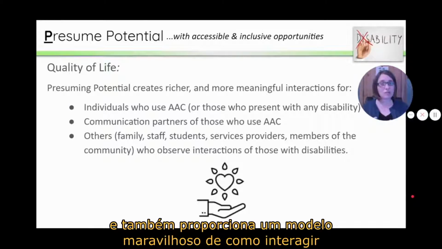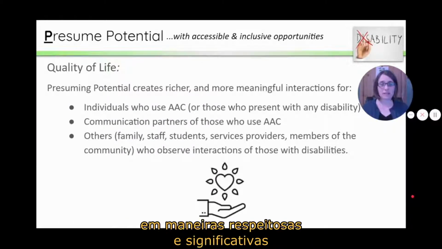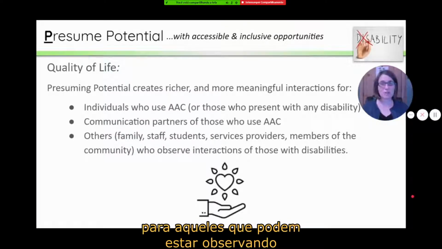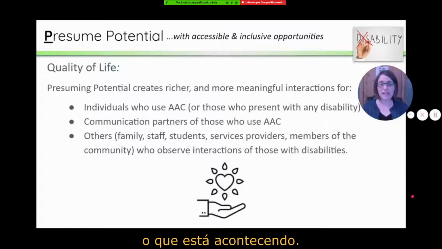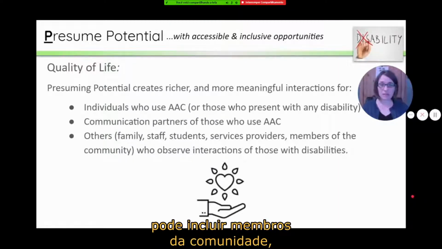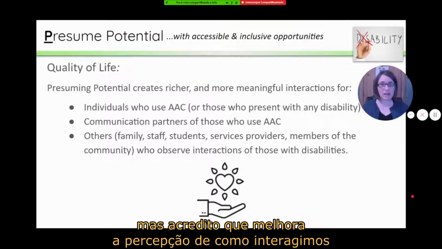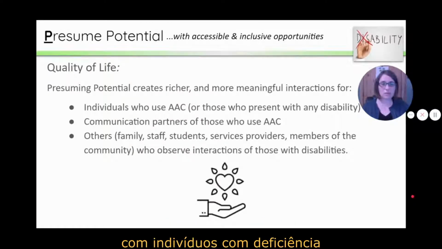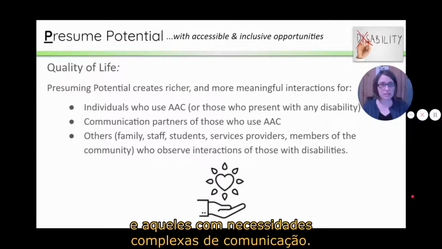And then it also provides a wonderful model of how to interact in respectful and meaningful ways to those who might observe what's happening. So that could include family, it could include staff members, it can include members of the community, but it improves perceptions about how we interact with individuals with disabilities and those with complex communication needs.